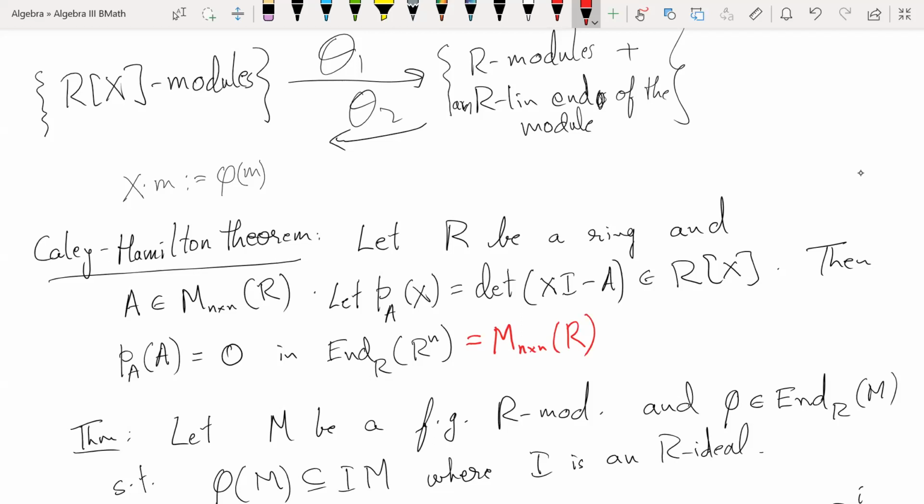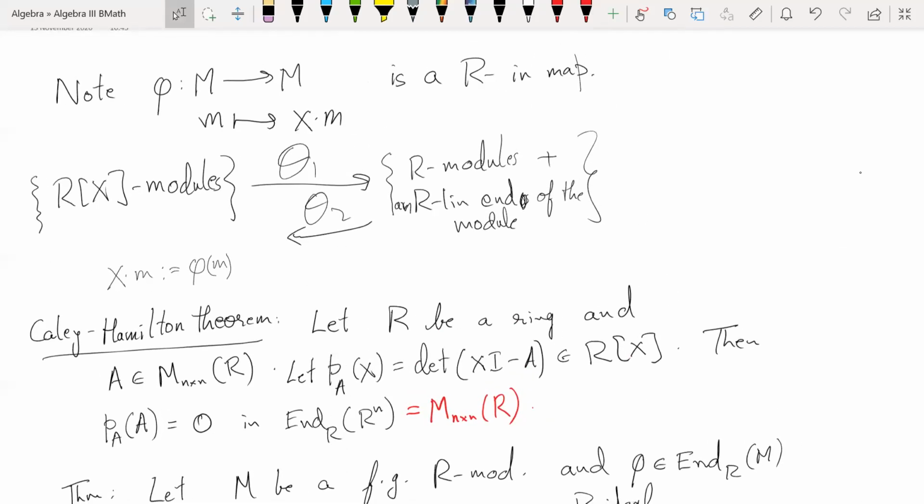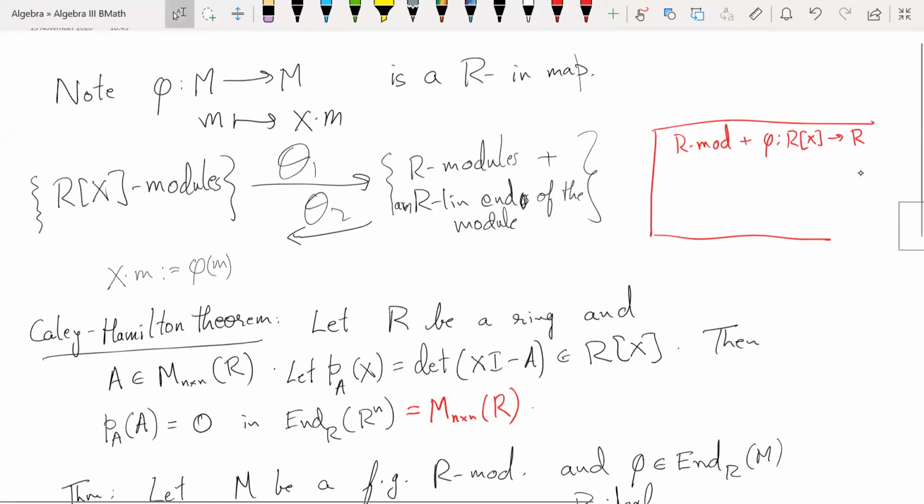Sir, I had a question. Last day you gave a fact that if there is a ring homomorphism from R1 to R2, and if M is an R2 module, then it can be an R1 module using that ring homomorphism. So if we look at the collection of R modules plus a ring homomorphism from Rx to R, that will give a map to Rx modules, right? Yes, so phi will induce an Rx module structure. If you take an R module, phi will give you an Rx module structure.